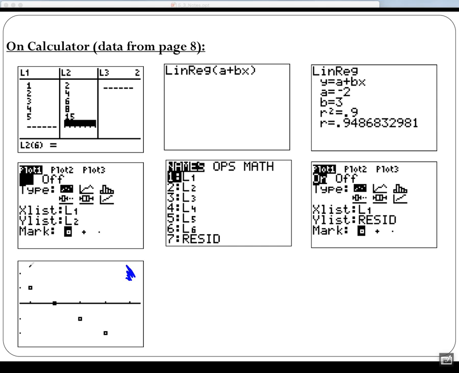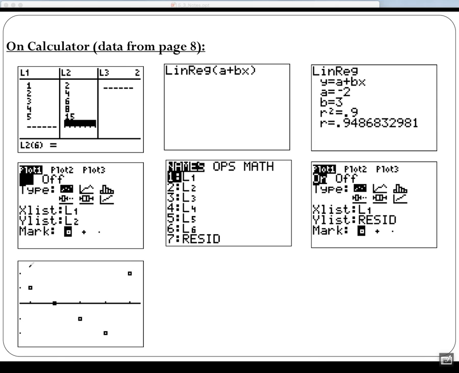Wait, why'd you cross out the one right there? It's not good? No, I crossed out that point because a lot of times people will look at that and say, well, yeah, it looks pretty random. But when you just ignore that point, it's clearly not random.